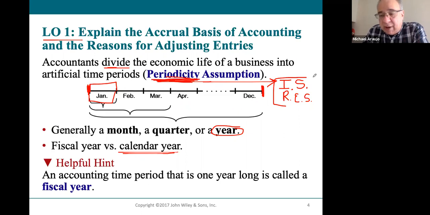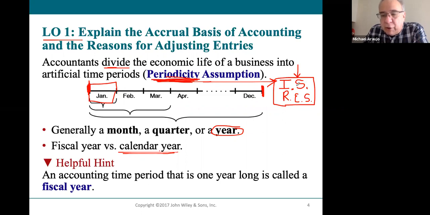And again, I can't emphasize enough, the records that are affected by this are the income statement and the retained earnings statement. And because we always start by doing an income statement, we're going to keep track of revenue from the first day of the year, if we use a calendar year, the first day of January through the 31st of December. And then we're going to stop counting revenue for that year.